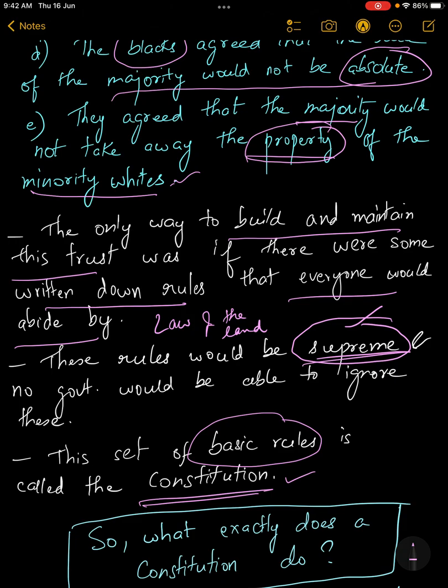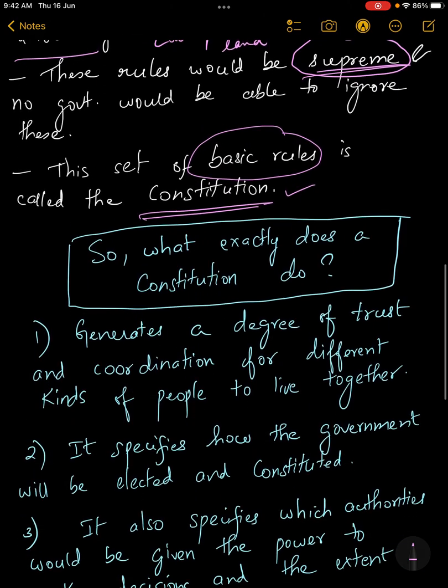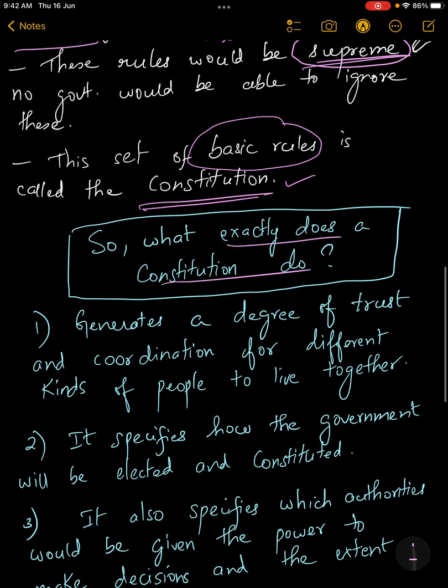It is fairly easy. So now this brings us to the question, what exactly does a constitution do? Very important. So again, we were talking about trust, how it helps to build trust between communities, how it helps communities to coordinate with one another, arrive at certain conclusions, govern the society, so on and so forth. That's the first thing that it does: it generates a degree of trust and coordination for different communities, different people in the society who live together.